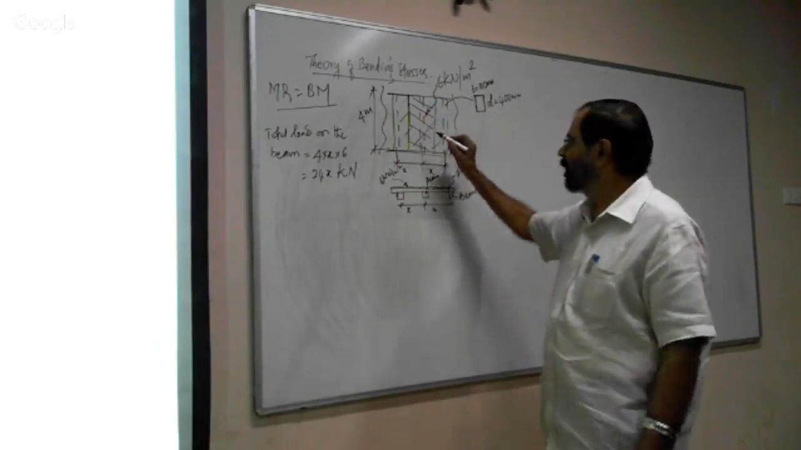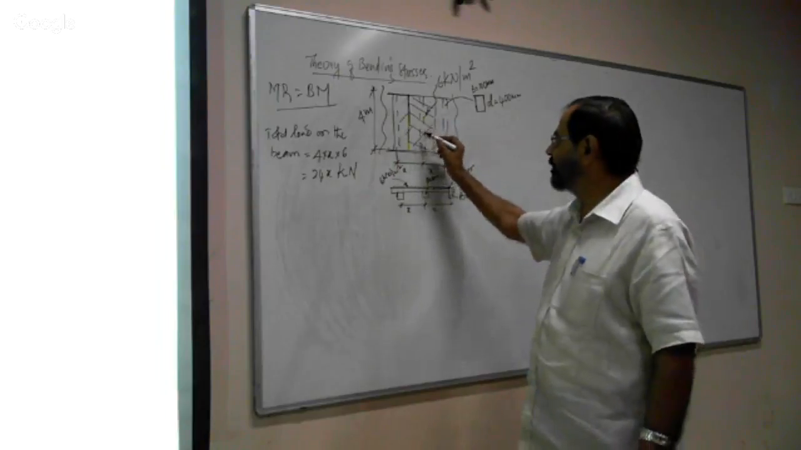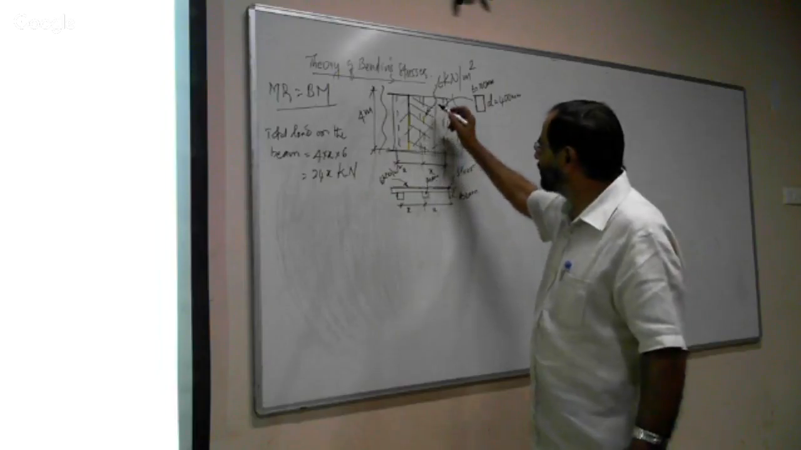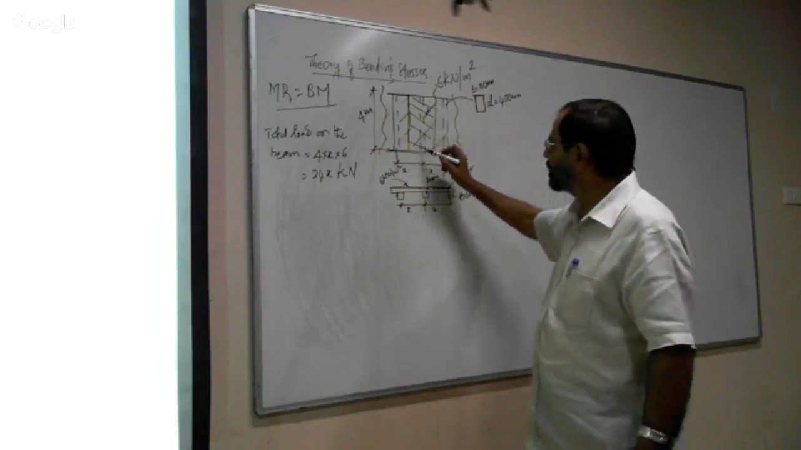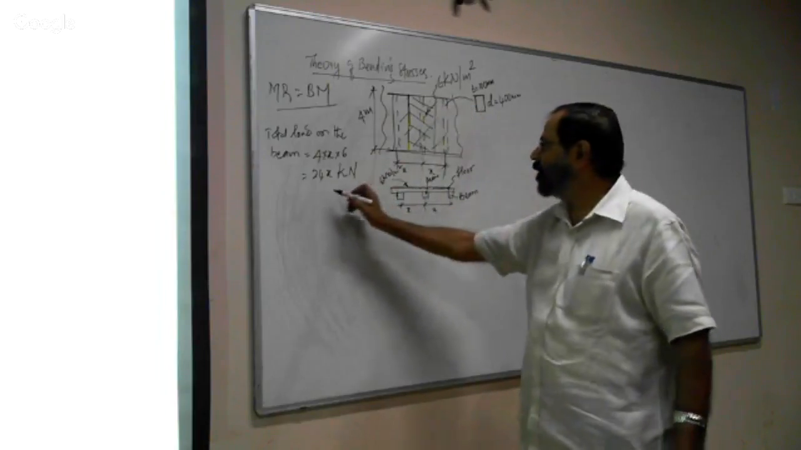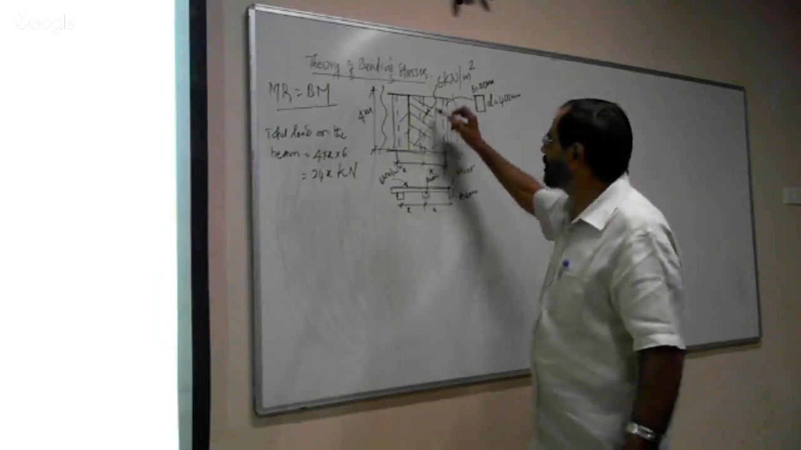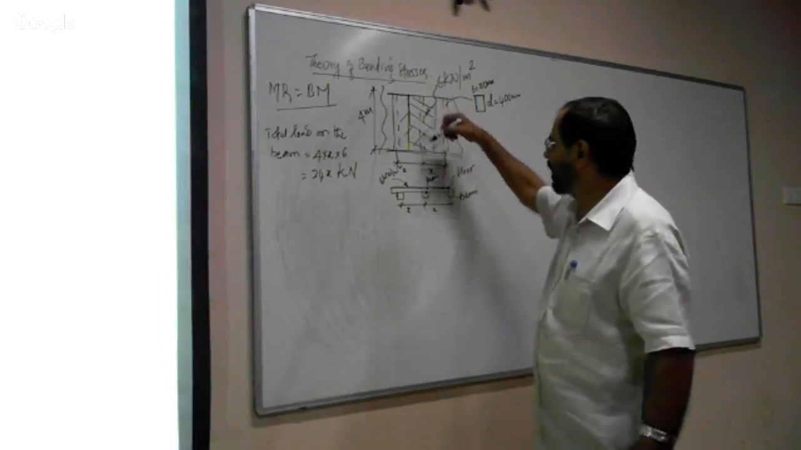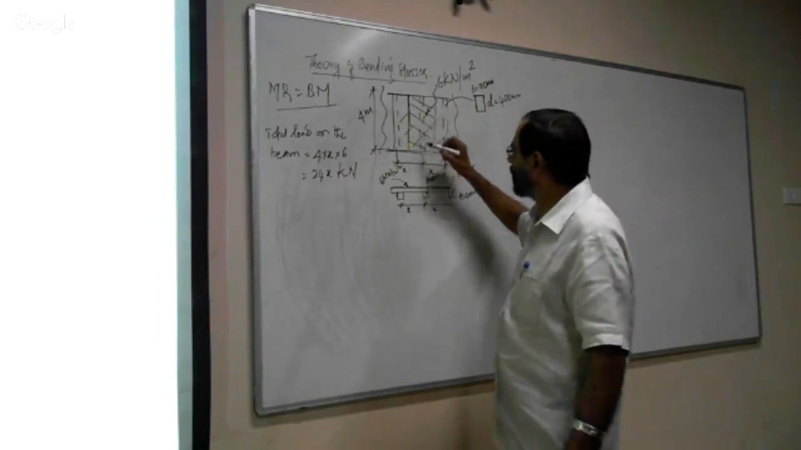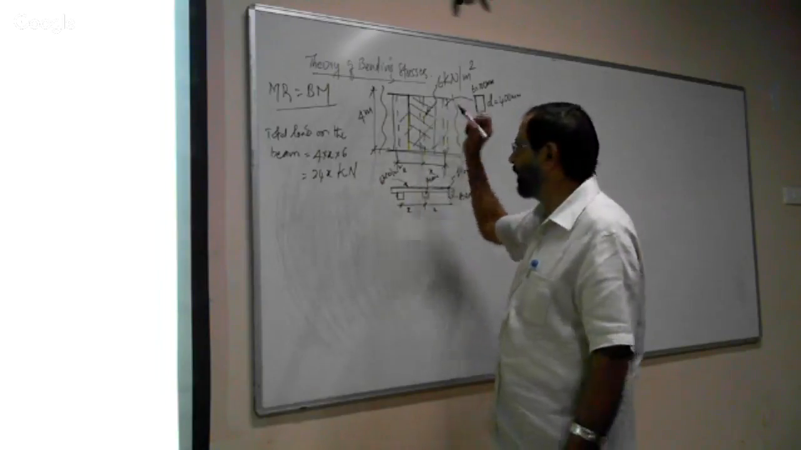Here I have written 1, 2, 3 beams. Of the 3 beams, I have taken one beam. The load taken by this one beam is equal to 24x, because this area is the load. This load is taken by this beam. So the total load acting on the beam is 24x.